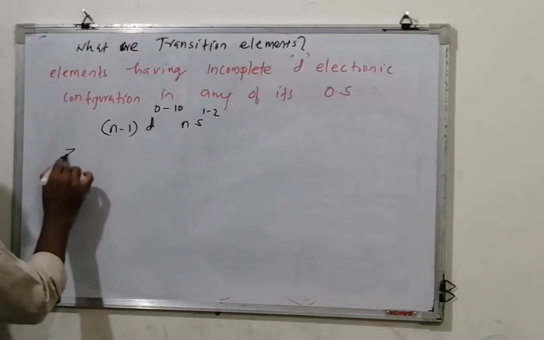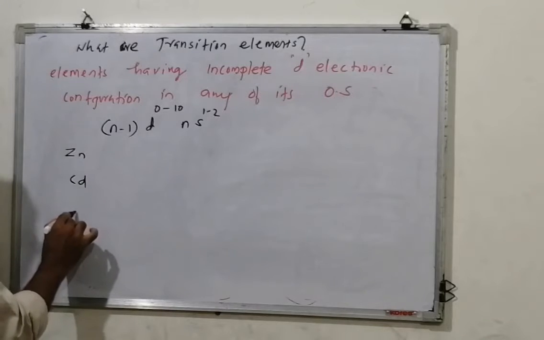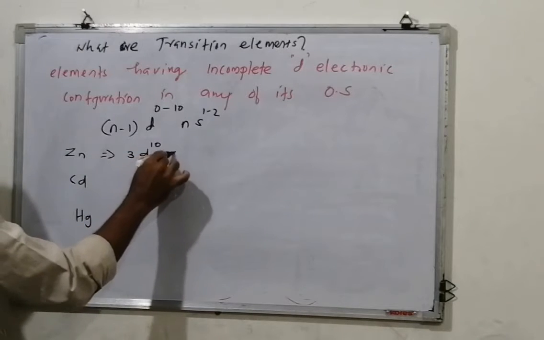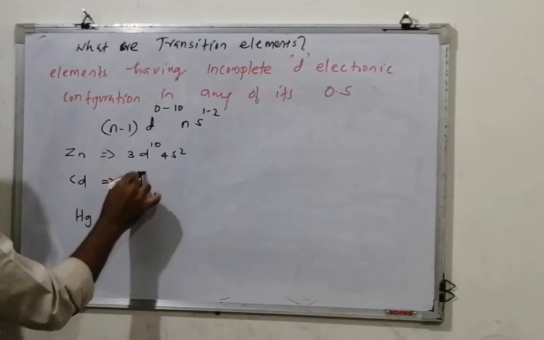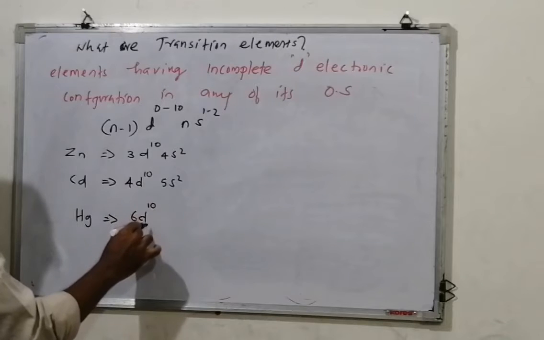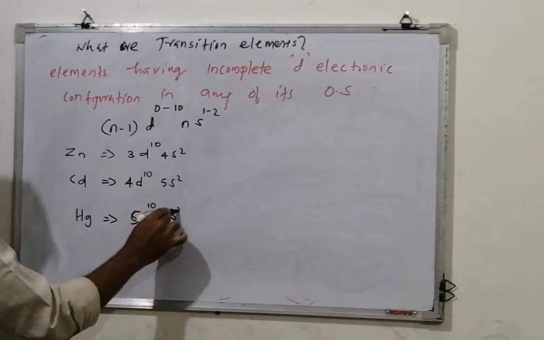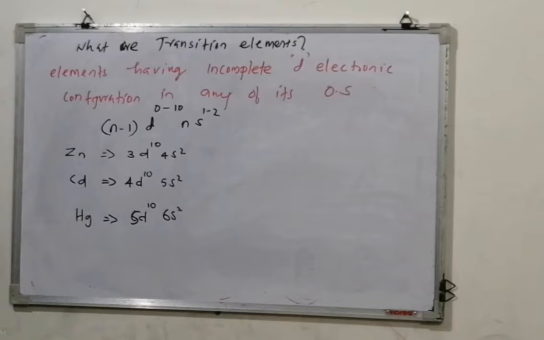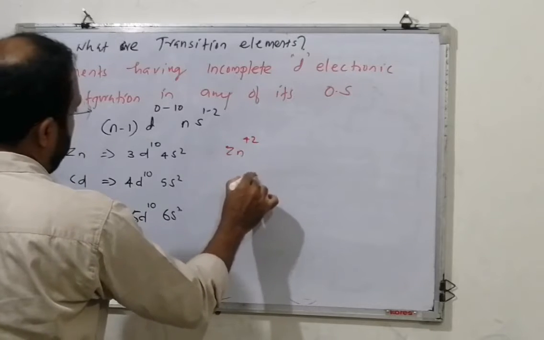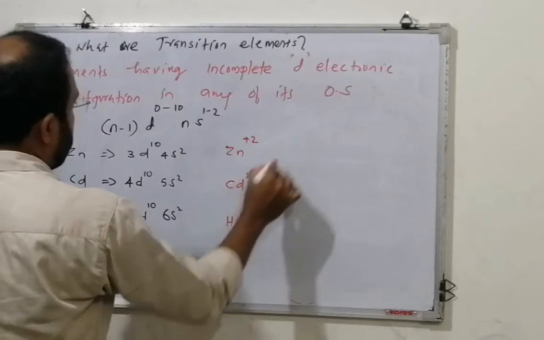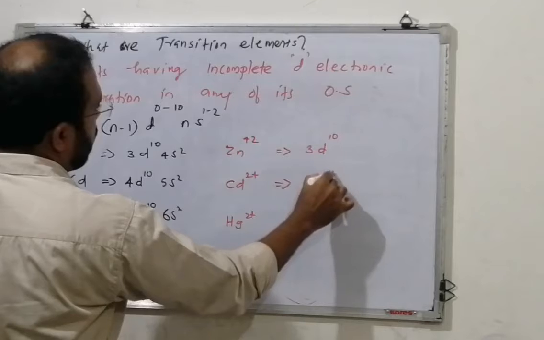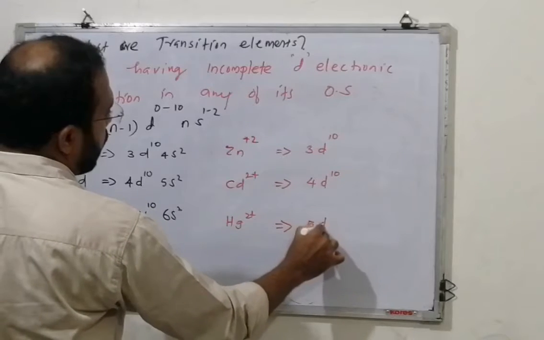You know, two or three elements: zinc, cadmium, mercury. What is this? 3d10 4s2, 4d10 5s2, 5d10 6s2. Zinc 2 plus is the only one oxidation state, the most stable oxidation state. It is 3d10, 4d10, 5d10.